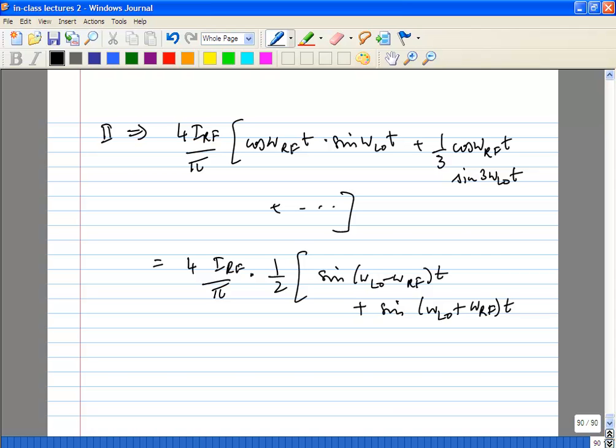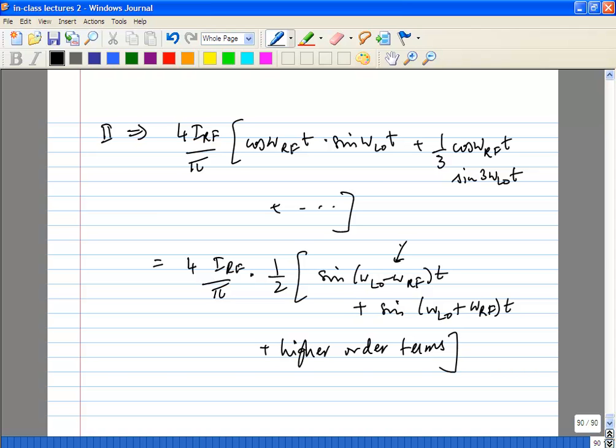Okay, so that is your first term, omega LO minus omega RF, omega LO plus omega RF. Let's assume that this is the desired term for now. This is called your lower sideband, this is called your upper sideband. You'll get 1/3 sine of 3 omega LO plus or minus omega RF, 5 omega LO plus or minus omega RF and so on. So the higher order terms can be filtered out. They are quite far away, at least 2 omega LO away from your desired signal.